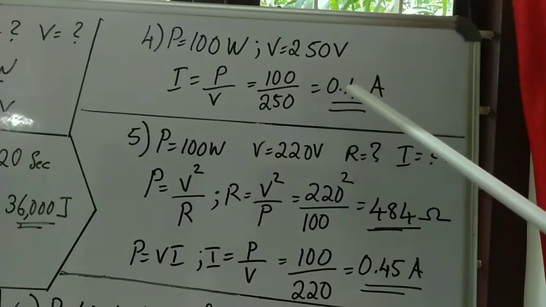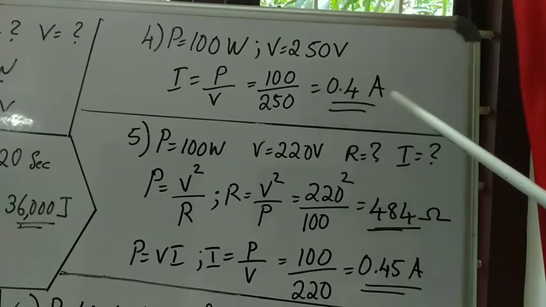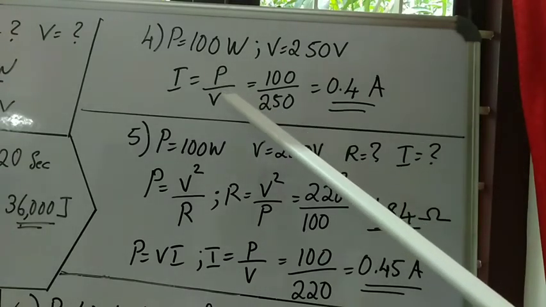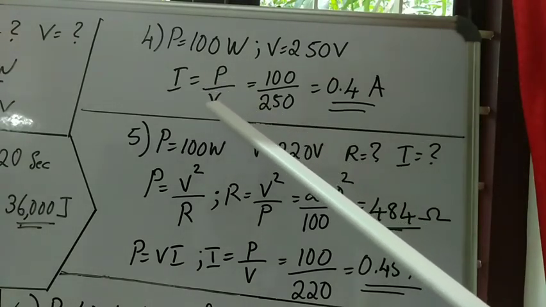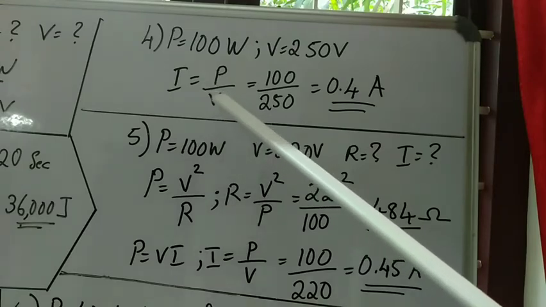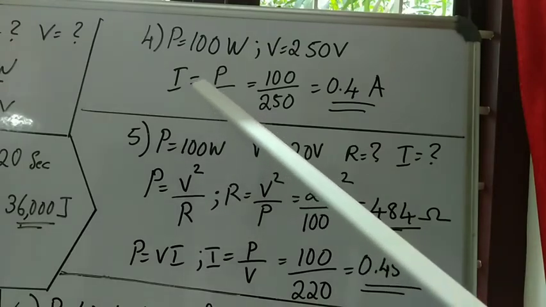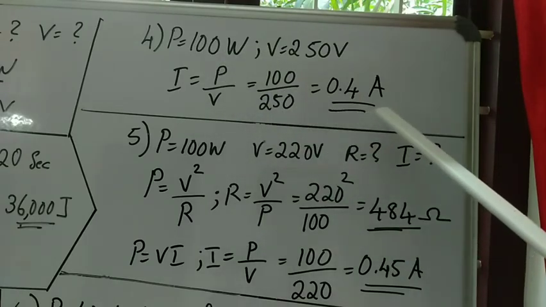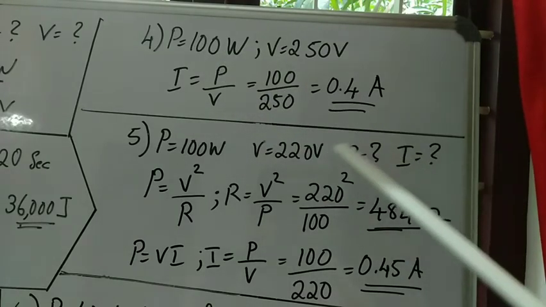How much current will the bulb draw if it is connected to a 250 volt supply? It's a direct question. You just want to find the current in the circuit. P is equal to VI. From that, the basic formula is P is equal to VI. From that, I is equal to P by V. 100 by 250. You will get the answer 0.4 ampere.